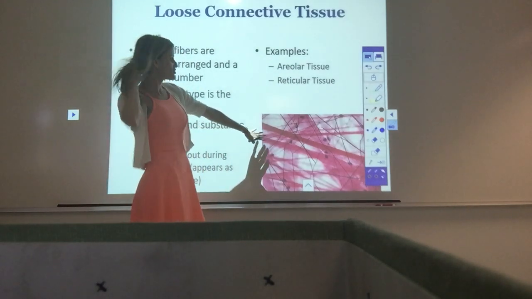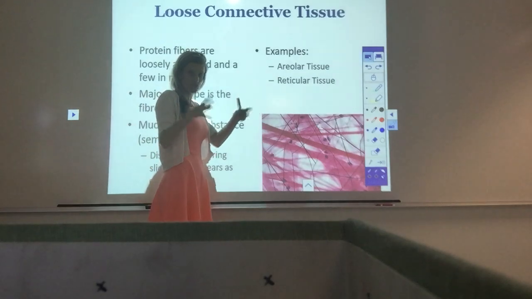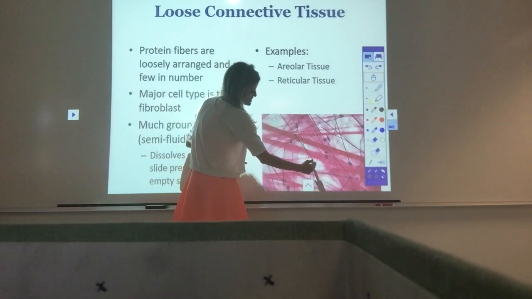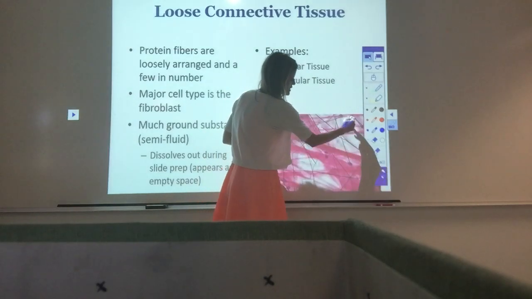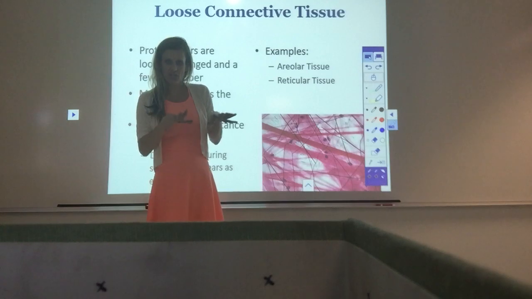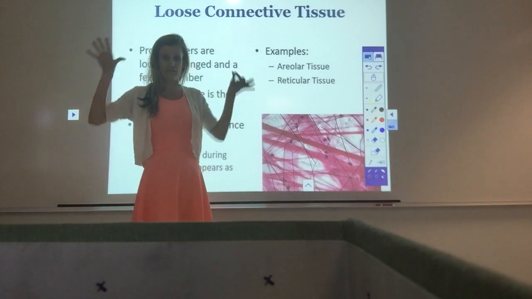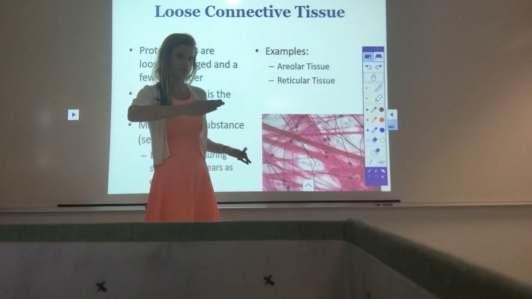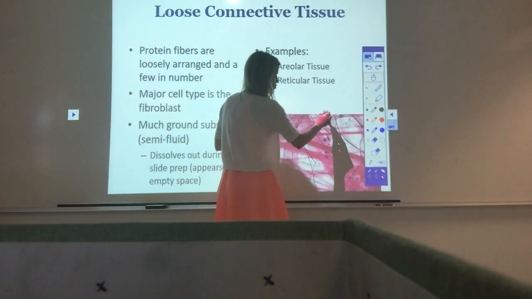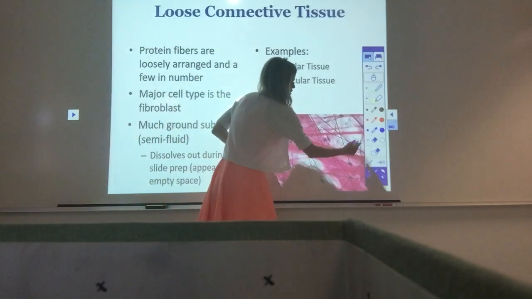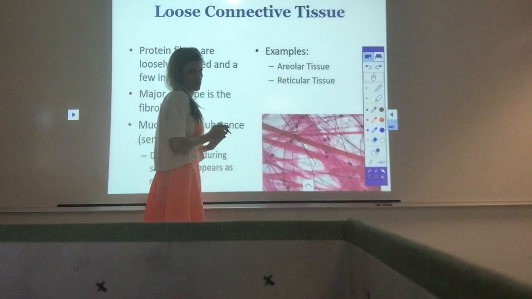When we're looking at the pictures of them, you'll know that they're looser because you'll see these open spaces. See like these random white areas? That's where there used to be ground substance. There used to be like fluid or gel in there, but when you prepare the slide, it evaporates out. So all you're left with are cells and protein fibers. Okay, so if you see more of these kind of open spots like this, that's showing you it's more of a loose tissue.